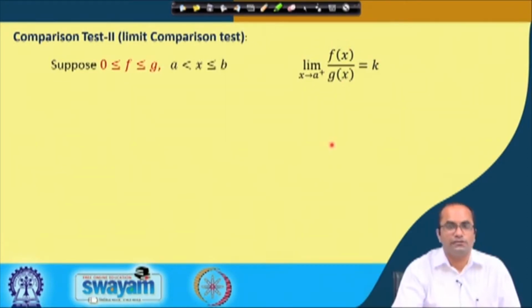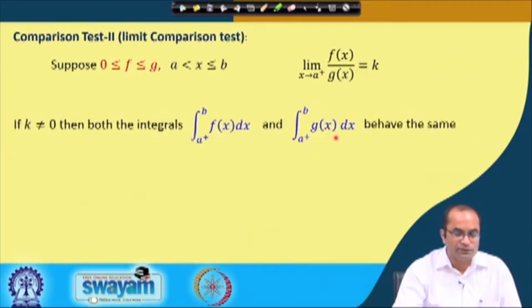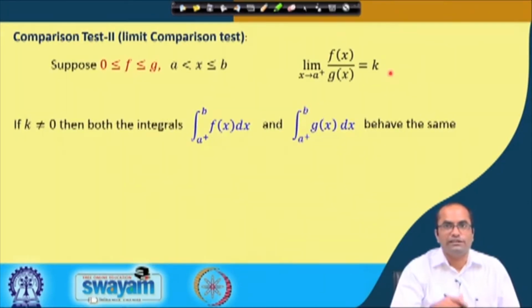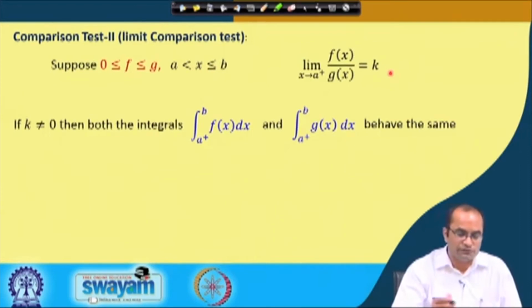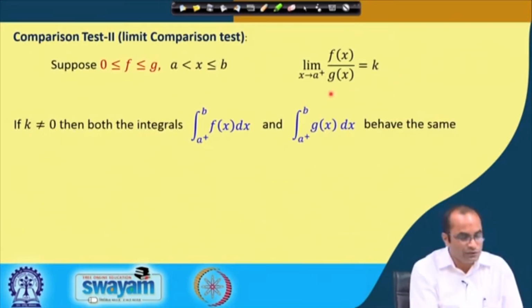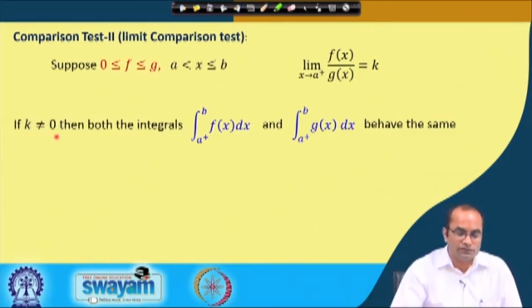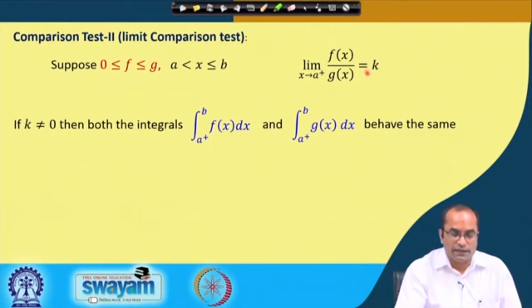Suppose this limit is coming to be k, then based on the value of k we can decide the nature of the integral for the given nature of the other integral. So, here for example, if k is not equal to 0, so, if we are getting this non-zero number as the limit.